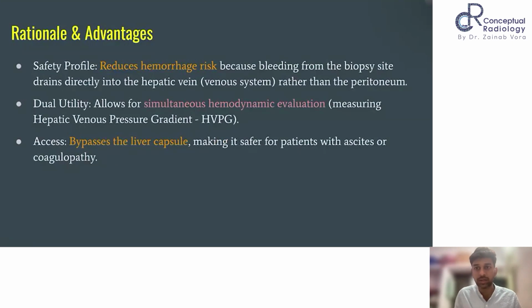Advantages and rationale why this is done. So why do we do this procedure, why go through a vein, crossing the heart chamber, going into the hepatic vein and taking the biopsy? So what is the advantage of it?